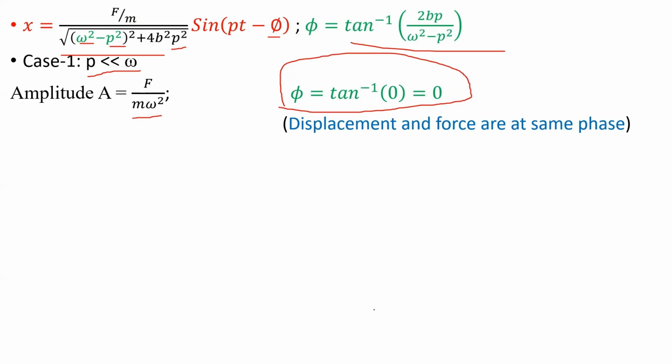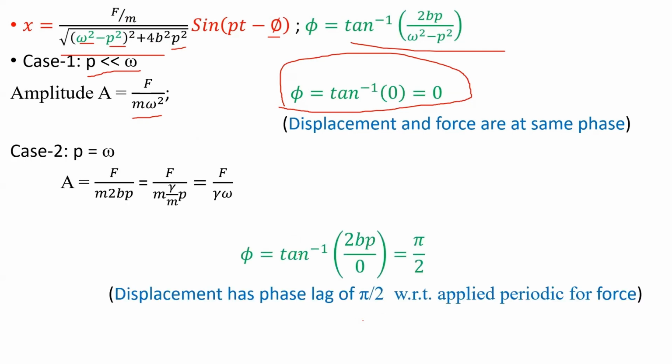Another case we are going to discuss is p equal to omega. What is p equal to omega? I already told, when the natural frequency of the system and the frequency of the applied periodic force are both equal, then the system oscillates with maximum amplitude. That situation is called resonance. This is the resonance condition that we will discuss later. In this case, p equal to omega substituted here, this term becomes 0 because p equal to omega means omega square equals p square. So this term becomes 0, then the remaining term here.